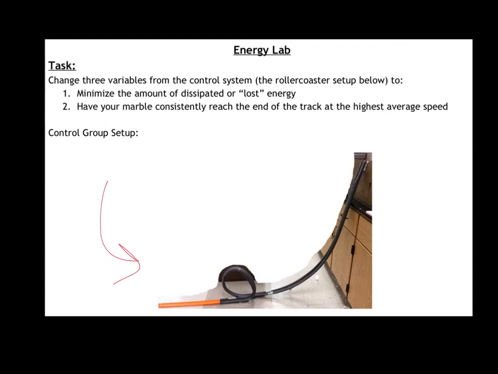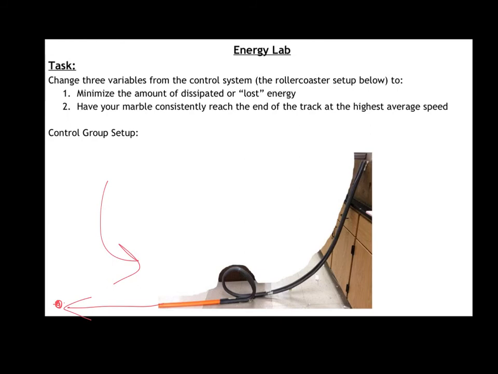You have to keep the loop and the hill so that you lose as little energy as possible in the system. And what you want is for your marble to consistently reach the end of your track, which is actually going to be way over here on the other side of the room, like over there. You want that marble to reach the end of the track with the highest possible average speed.